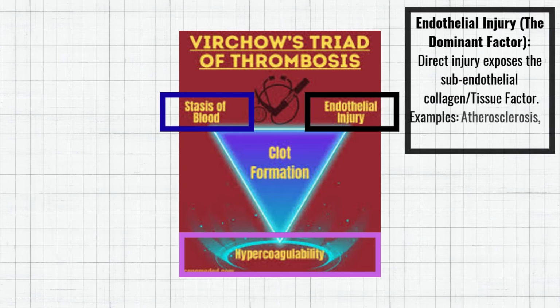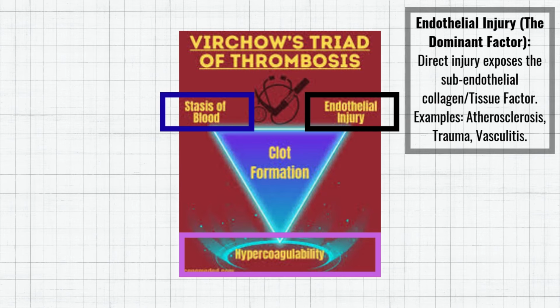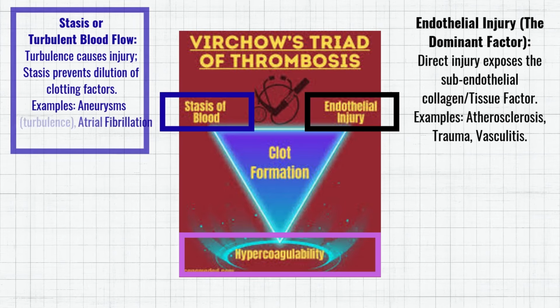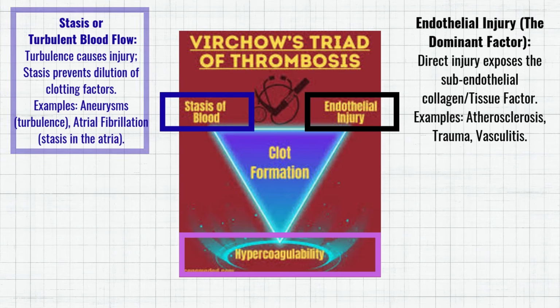In endothelial injury, which is the dominant factor, the direct injury exposes the subendothelial collagen or tissue factor. Examples are atherosclerosis, trauma, vasculitis. Next is the stasis or turbulent blood flow. Turbulence causes injury. Stasis prevents dilution of clotting factors. Examples are aneurysms, which cause the turbulence, and atrial fibrillation, which causes stasis in the atria.